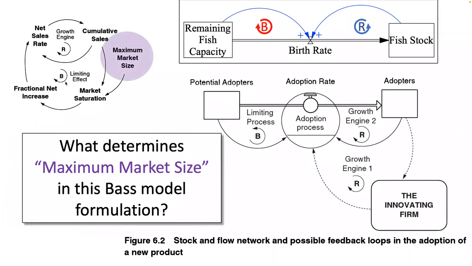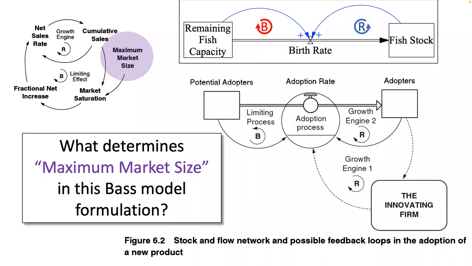So when we look at the BAS model here, we know it's an S-shaped growth curve because it's in the chapter about S-shaped growth. But again, now we can say, well, what determines maximum market size? Well, this goes back to thinking about the fishery. From that discussion about the carrying capacity of a fishery, what would we say is the maximum market size?